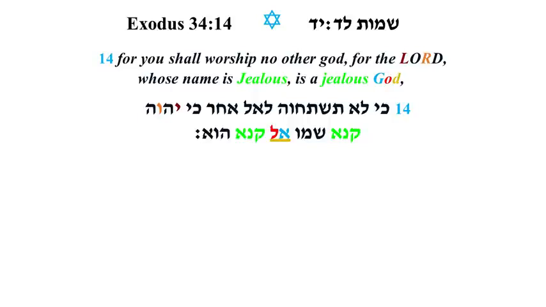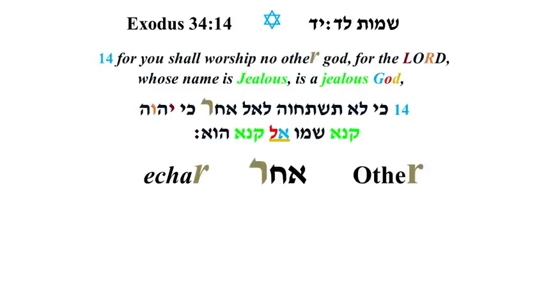Okay, so where in that verse it says, "You shall worship no other"? That word "other" is echar: Aleph, Chet, Resh. Why is there an enlarged Resh there? The reason is so you do not confuse it with a Dalet. Because if you put a Dalet there, it's the word echad, which is the word for one.